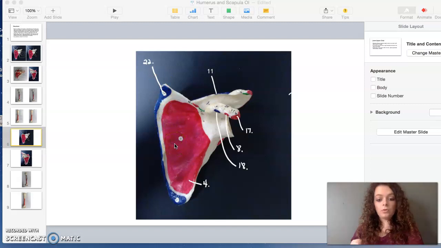And with our origins, at number 4, we are going to have the origin for the subscapularis. At number 17, we are going to have the origin for the coracobrachialis. And at number 8, we are going to have the origin for the short head of the biceps brachii.